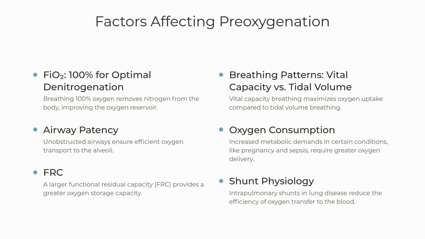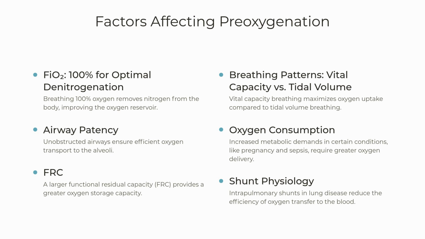Several factors influence how effective preoxygenation is. First, the fraction of inspired oxygen, or FiO2, must be 100% to fully replace nitrogen in the alveoli. Anything less slows this process down. Second, airway patency is critical, especially for apneic oxygenation, to ensure oxygen reaches the trachea. Third, the functional residual capacity, or FRC, acts as the oxygen reservoir. A larger FRC takes longer to denitrogenate, but provides more oxygen during apnea.